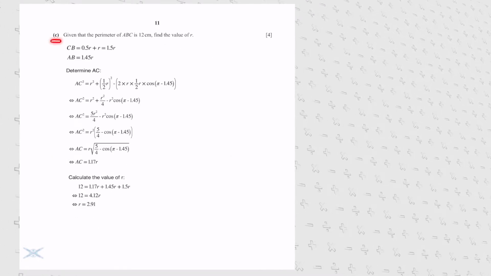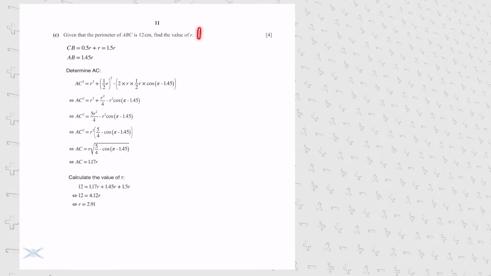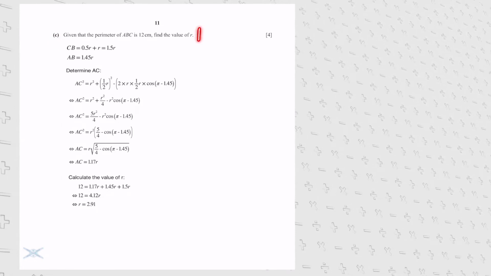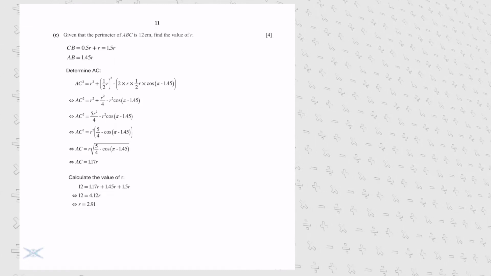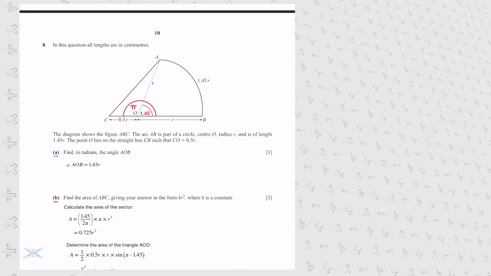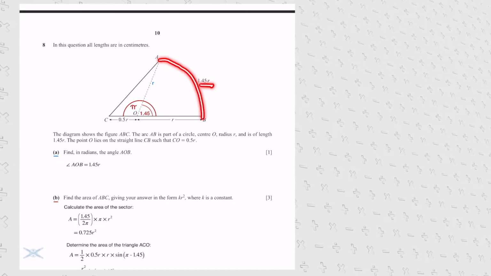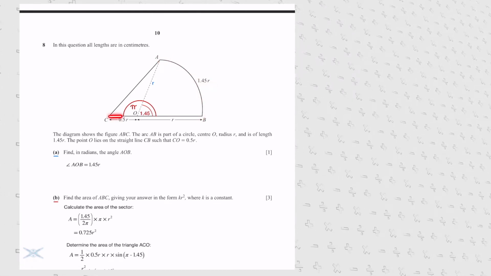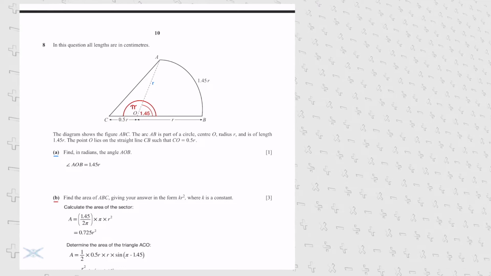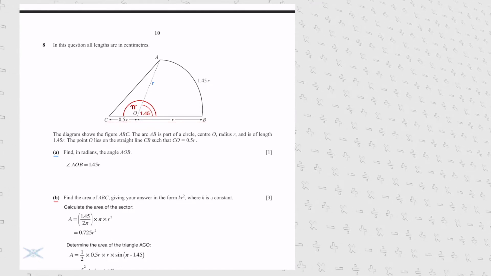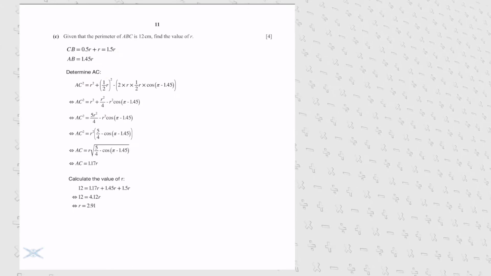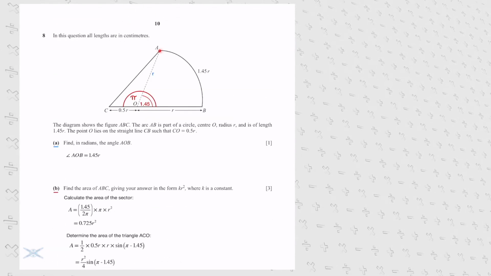Part C of exercise A states that given that the perimeter of ABC is 12 centimeters, we are supposed to find the value of r. What we already know is the distance between A and B, which is 1.45r, as well as the distance CB, which is 0.5r plus r, which means 1.5r in total. What is left for us is to determine the length of AC.